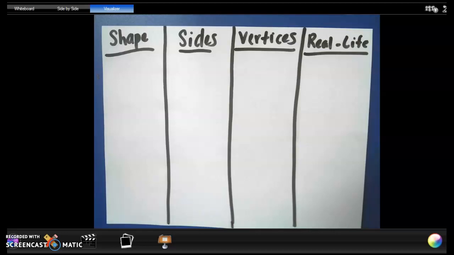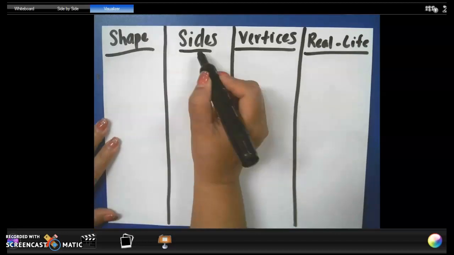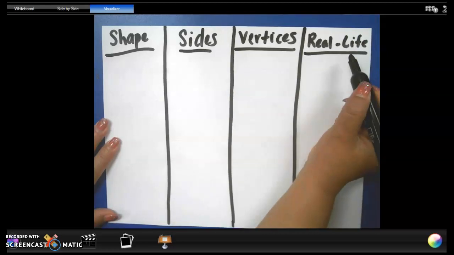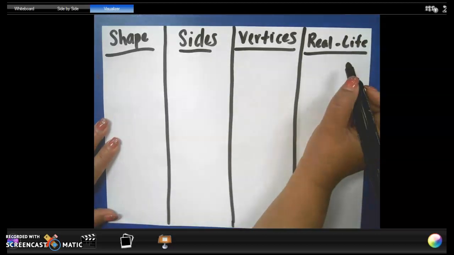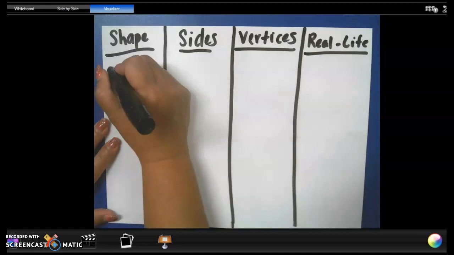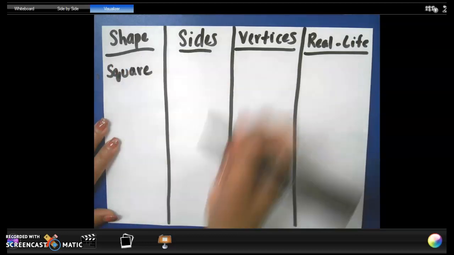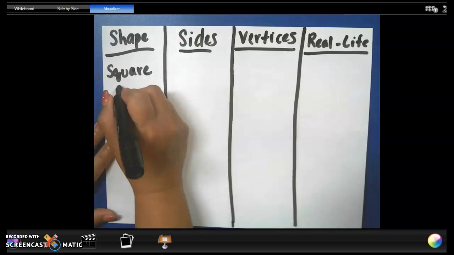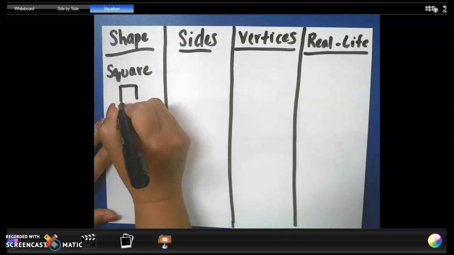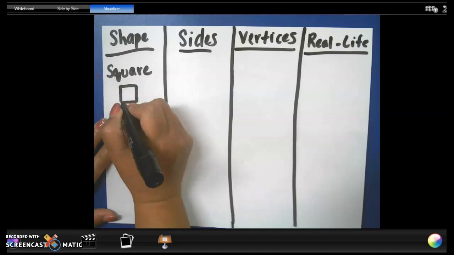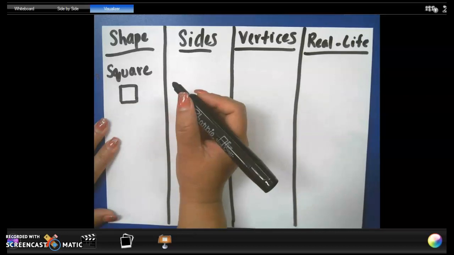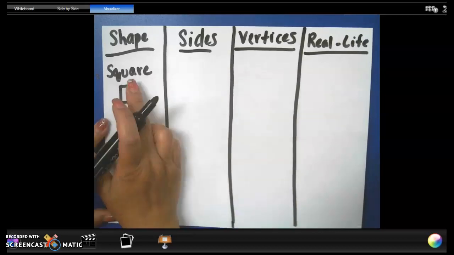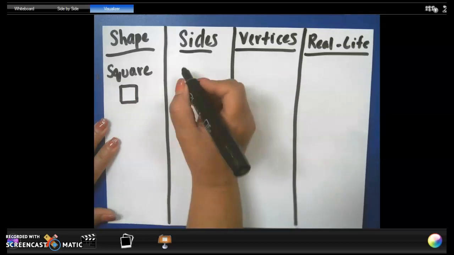So today, we're going to talk about the name of the shape, how many sides, how many vertices, and what objects in real life have that shape. So the first shape we're going to talk about is the square, and this is how you spell square, okay? Square, you draw it like this. A square has sides that are all the same size, okay? The sides are just the lines that go around, I guess. That's the best way to explain it.